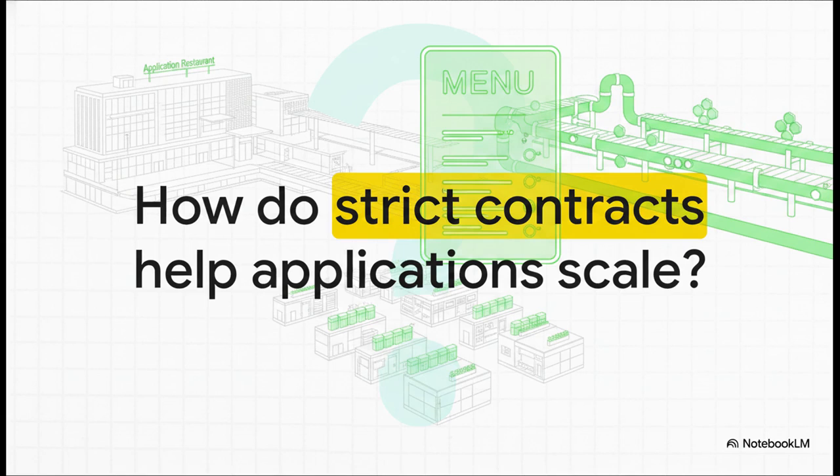Which leaves us with one final provocative thought as we wrap up this explainer. Think about this. How does a strict menu contract change the way developers scale their application restaurants for the future? When your communication is this structured, this predictable, and this reliable, well, how big can you build your kitchen?